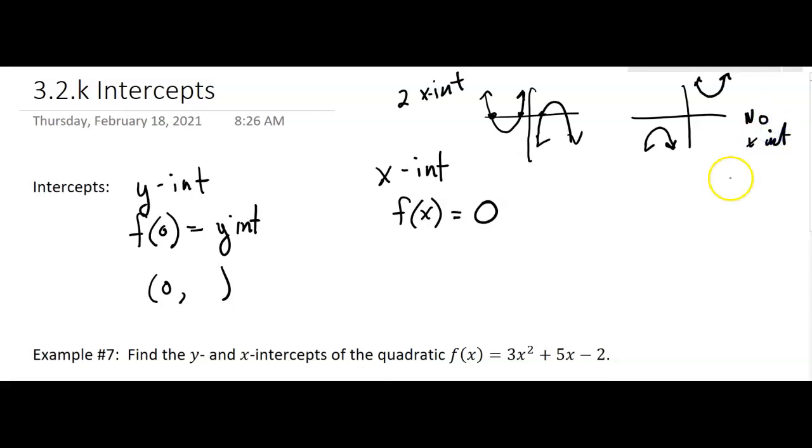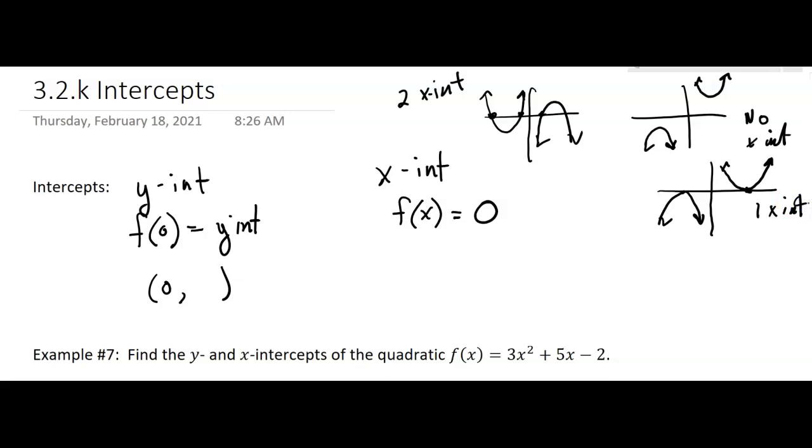Or you could have a unique case. Well, I don't know how unique it is, but you could have the parabola just sitting on the x-axis. And in that case, you're going to get one x-intercept. And if the parabola were upside down, it would look something like that. You'd have one x-intercept. Okay? So those are the different possibilities of what can occur.